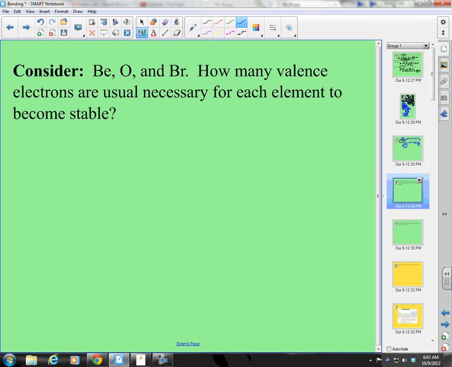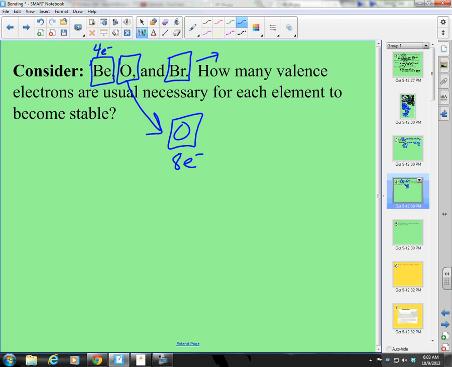Well, if you went back and looked at our notes, you'd say, oh, beryllium usually wants what? 4 electrons. Bromine, that's not one of our big 4, so it may or may not follow the octet. But oxygen almost always follows the octet. So oxygen is our answer. Good. How many valence electrons are usually necessary for each? Oh, excuse me, that wasn't the question. So oxygen usually wants 8. Beryllium wants 4. And bromine, since we don't know anything else, we're going to say it usually wants 8. But it can have more. All right? Good. Moving on.